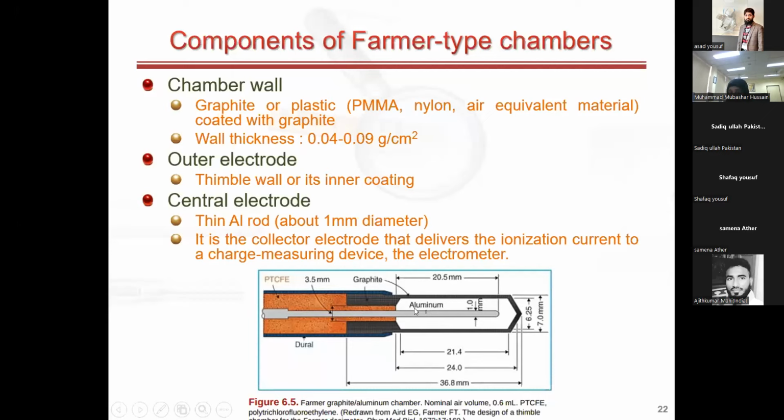gram per centimeter square. This thimble chamber wall, if it is made of graphite, can act as the outer electrode. Otherwise, if it is made of some plastic, then it is coated with graphite, and that inner coating of graphite acts as the outer electrode. The central electrode in all these chambers is usually made of aluminium of diameter 1 millimeter. It is basically the collector electrode that delivers the ionization current to the charge measuring device that is called the electrometer.